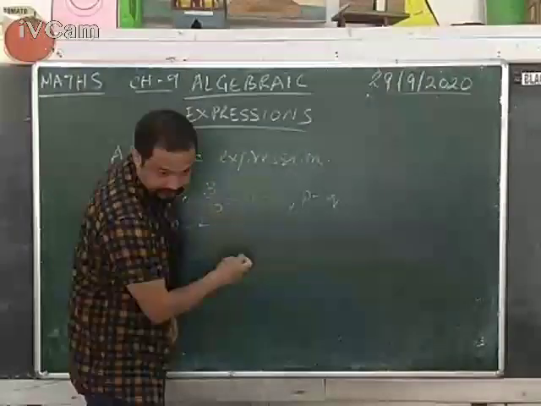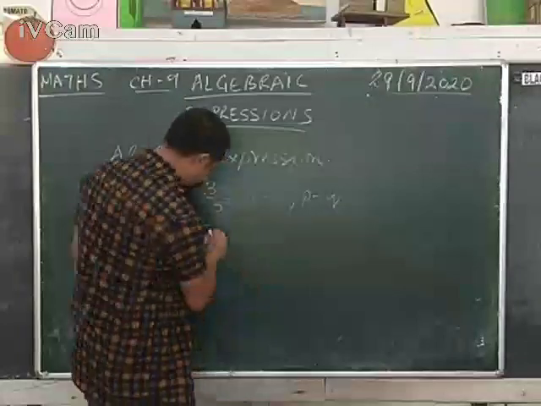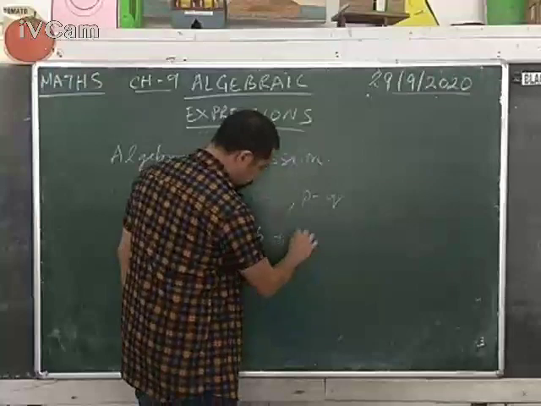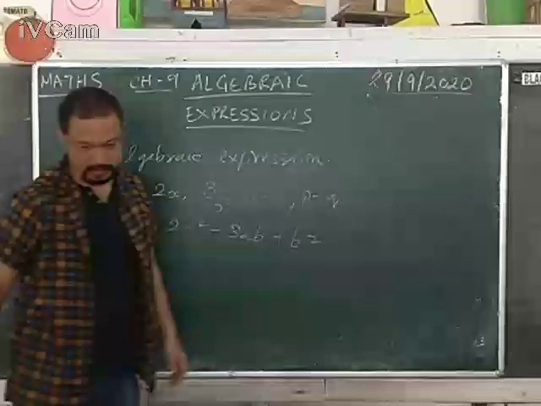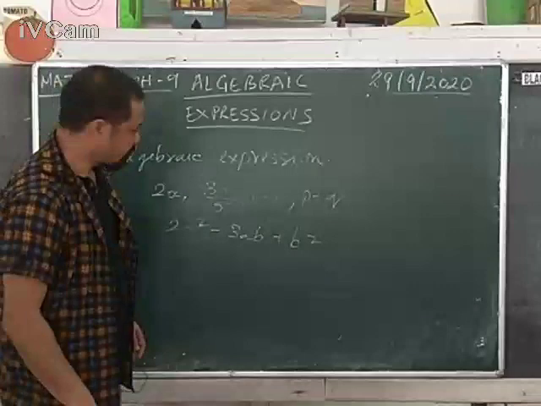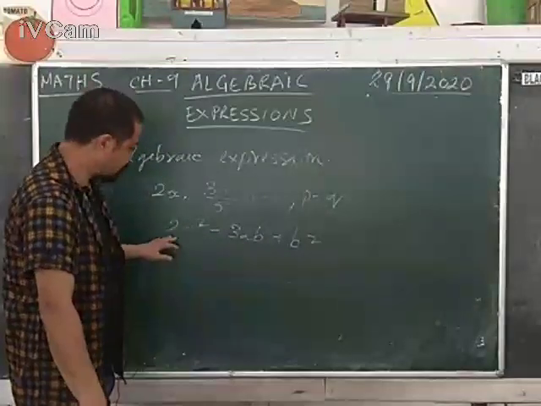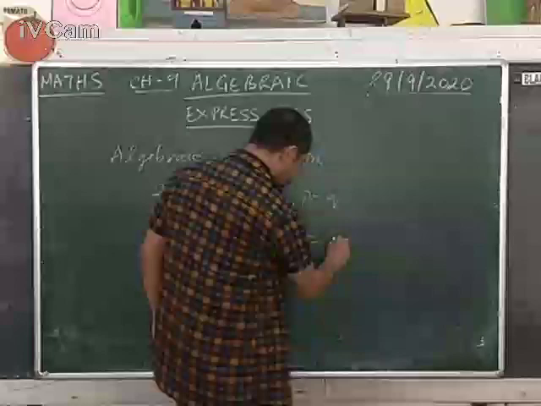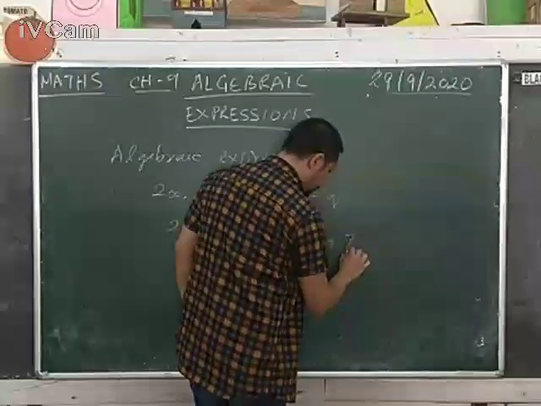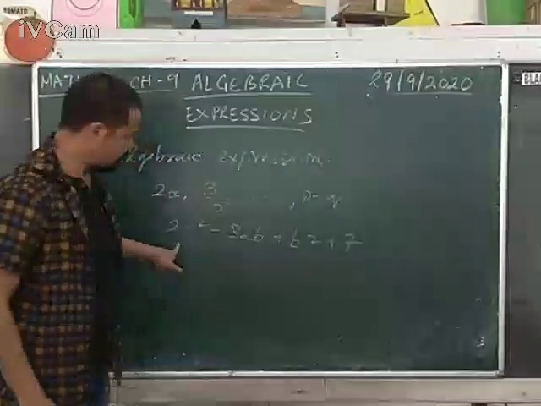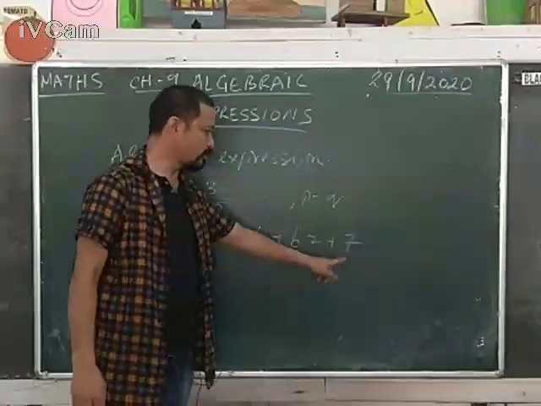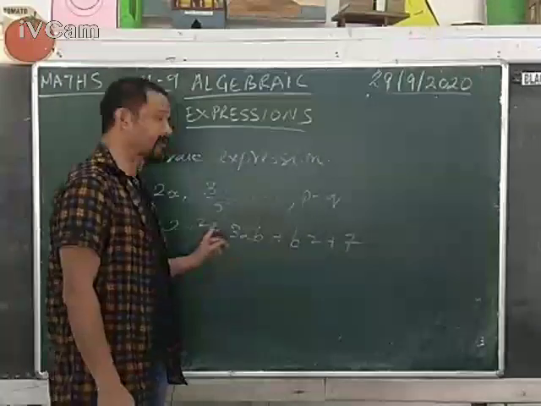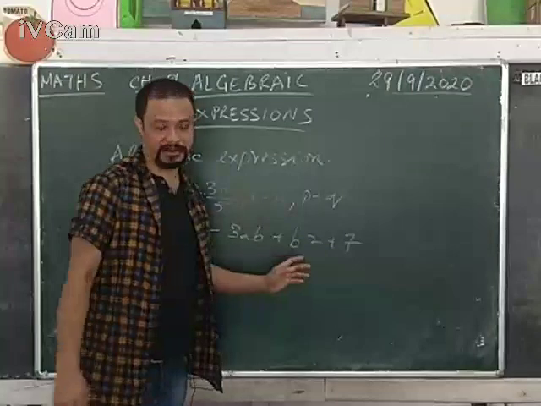2a square minus 3ab plus b square. Understood? Okay. So this is an algebraic expression. Can you see? There is a variable. Okay, you can add one more thing. Okay, let's say plus 7. Okay, variable, variable, constant, separated by operations plus, plus, minus. So this forms an algebraic expression.